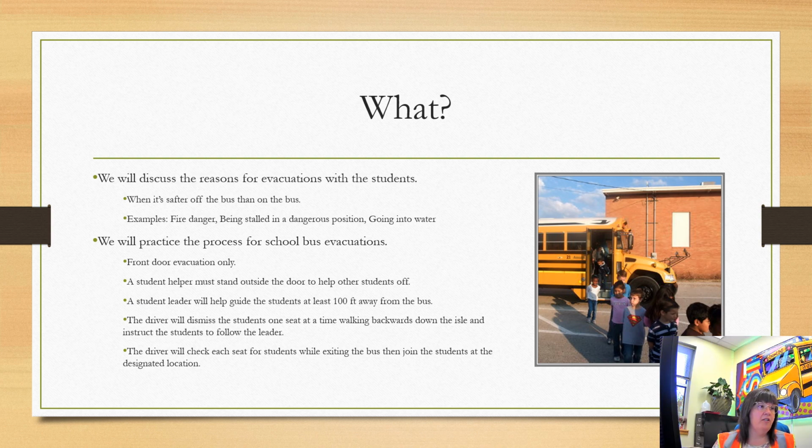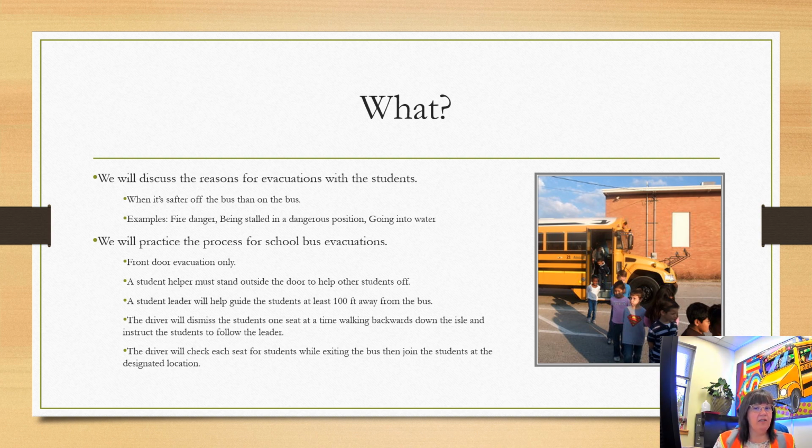So once you find your spot, the driver is going to dismiss the students one seat at a time, walking backwards down the aisle and instruct the students to follow the leader. So as you walk backwards, you're going to point to the seat and say, go ahead and go, and just go backwards. And that way you can look in the seat and make sure the students are leaving.